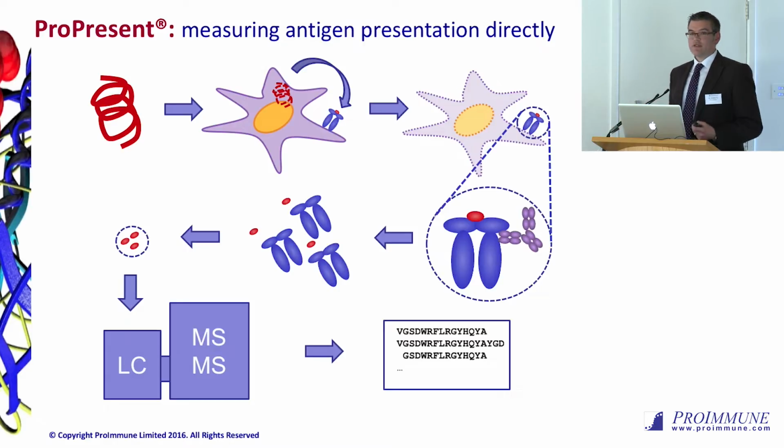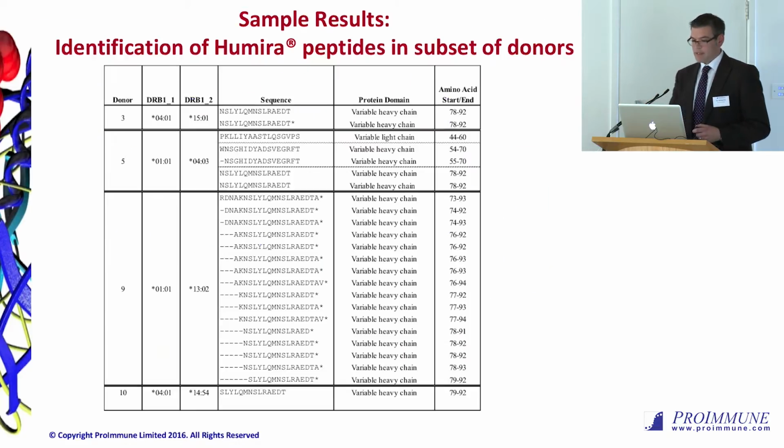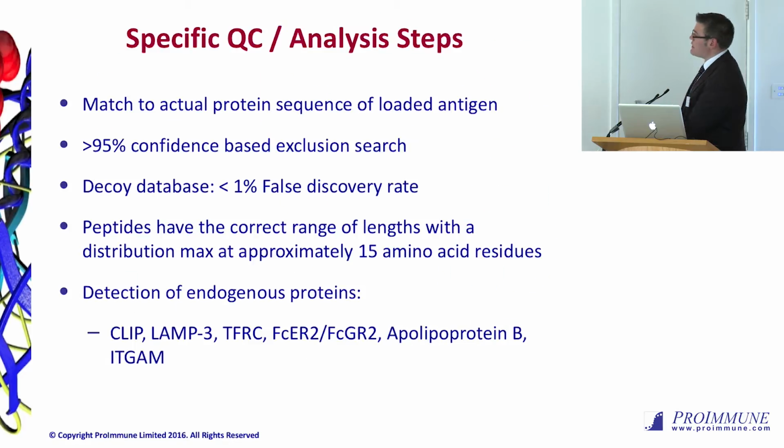Now, the MHC's job is to process and present peptides from your range of different proteins. So typically, you'll see peptides that are from many thousands of different proteins, and we're talking about tens of thousands of peptides overall. But you're not interested in those peptides. You just want to know which peptides from adalimumab are being presented. So we carry out a number of different QC steps that I've mentioned.